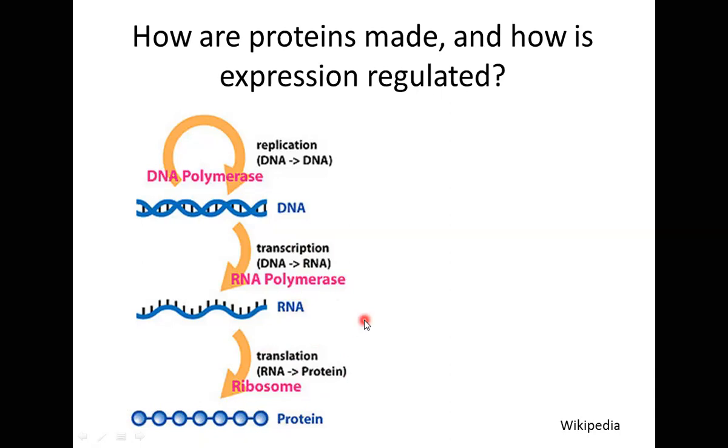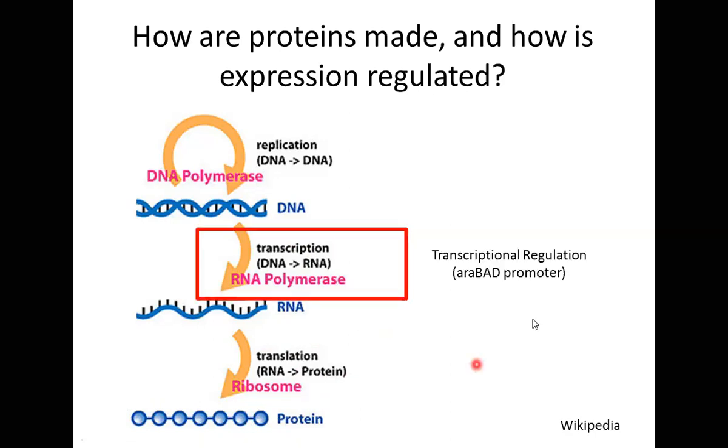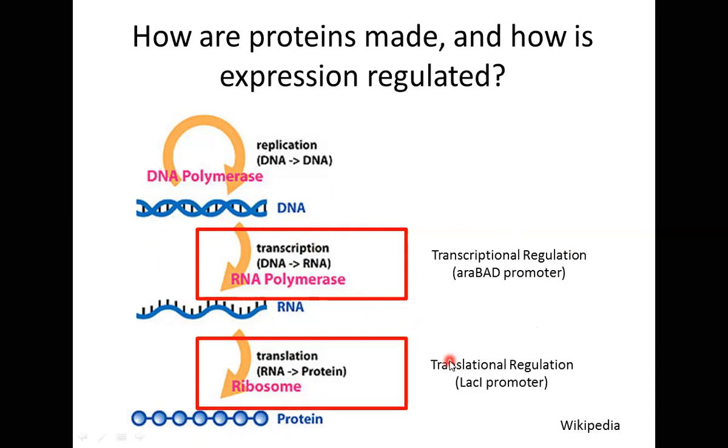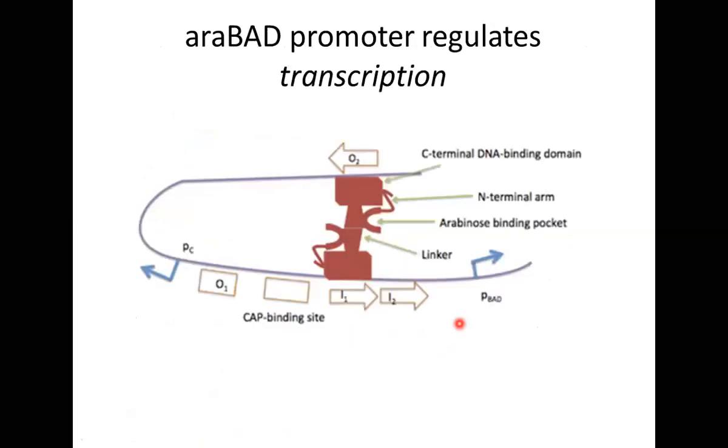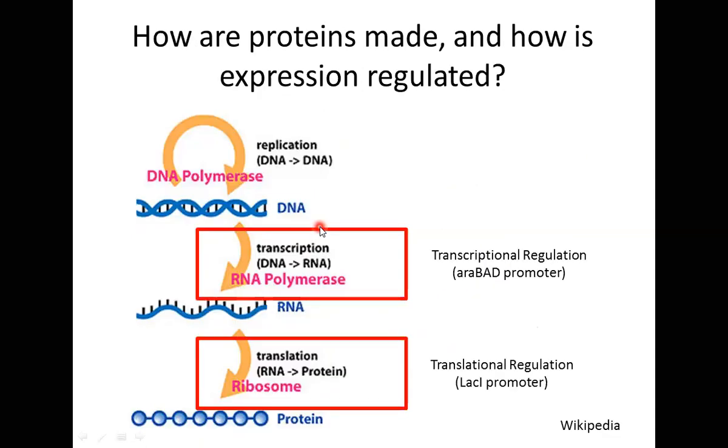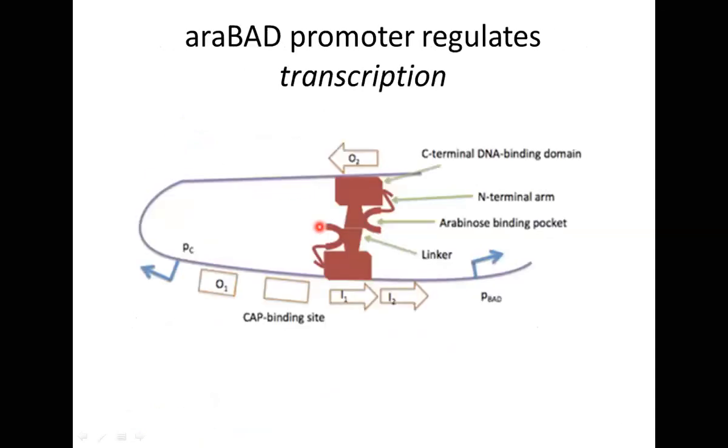And there are two primary ways by which these things are regulated. Either there's some sort of a switch which is preventing transcription from taking place, which basically interrupts the RNA polymerase. And then there's also something known as translational regulation, which is preventing the messenger RNA from being turned into protein. So let's take a look at a couple examples of each of those.